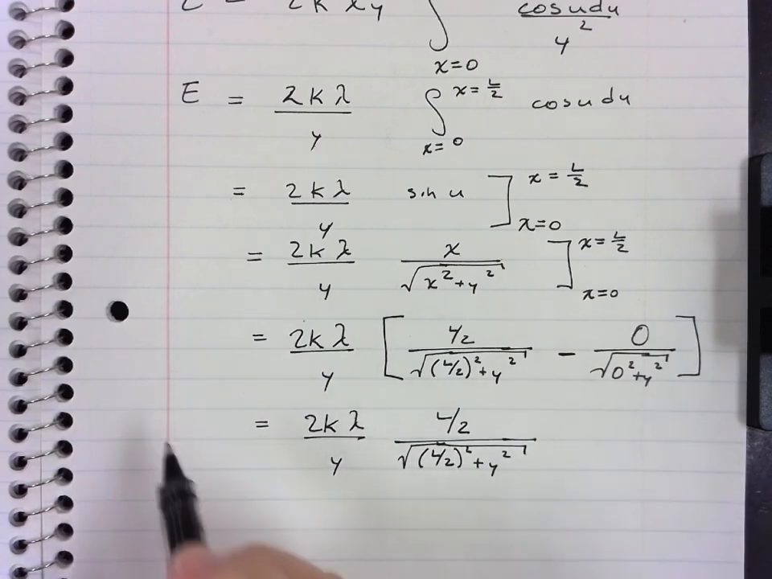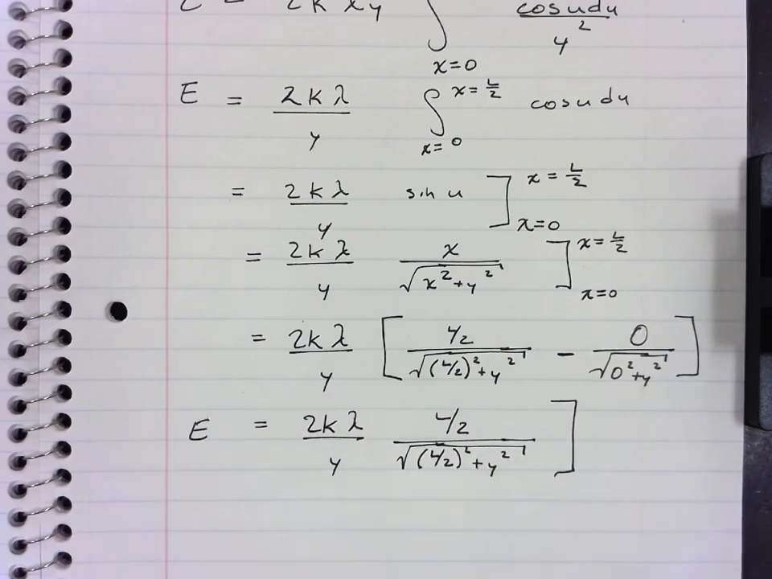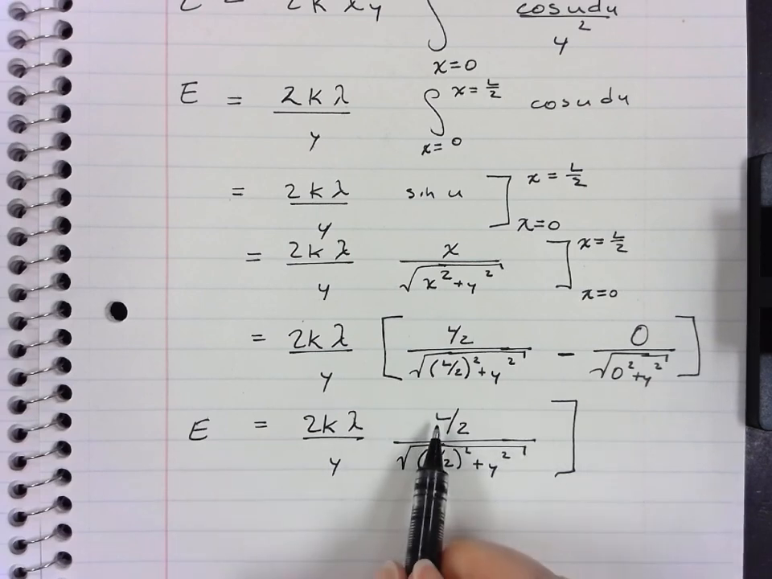And I'm going to stop there because in the main video, this was the next line. And from here in the main video, we evaluated: if y is really big, we get a point charge. If L is really big, we get an infinite line.